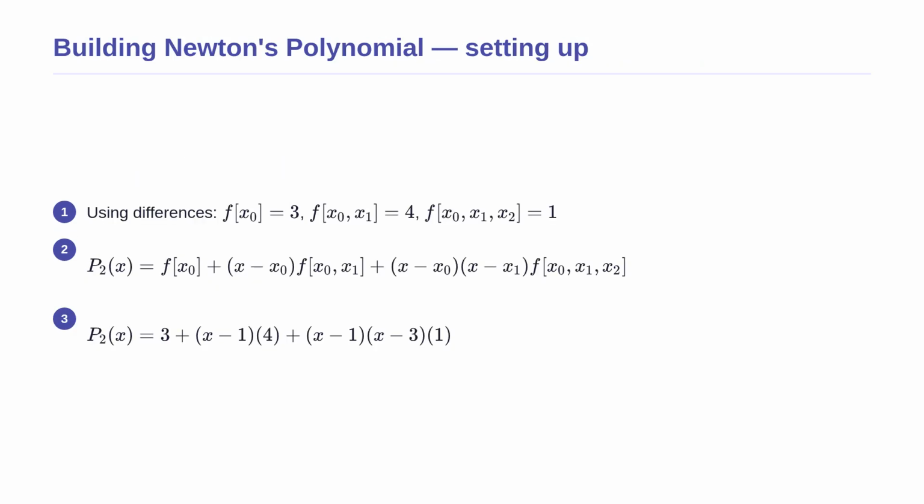Now that we have calculated the divided differences for our 3 points, let us use them to construct Newton's interpolation polynomial. We will use the exact same data points. We already know our divided differences are 3, 4, and 1. Our goal is to write the general quadratic equation that passes perfectly through all 3 points. We take the explicit formula for Newton's polynomial of degree 2. We substitute our known input values, which are 1 and 3, and our previously calculated divided differences into this template. This equation is already a valid representation of the curve, but we need to expand it.